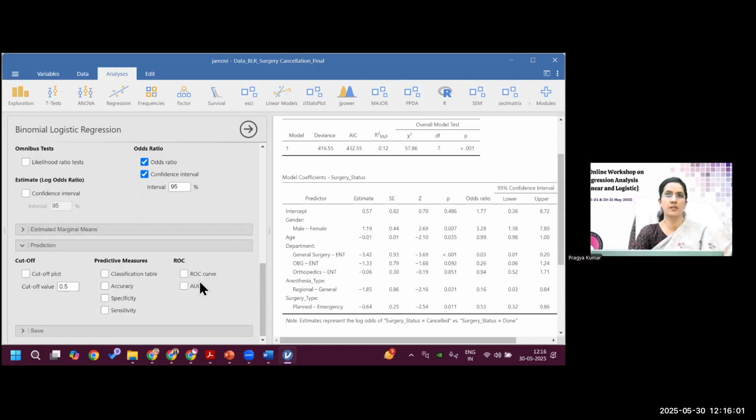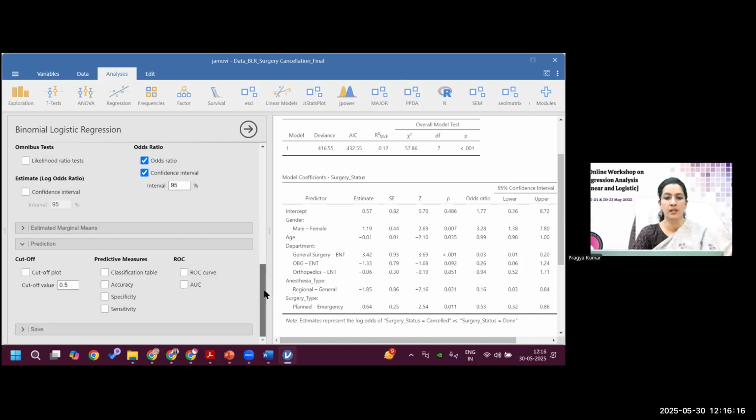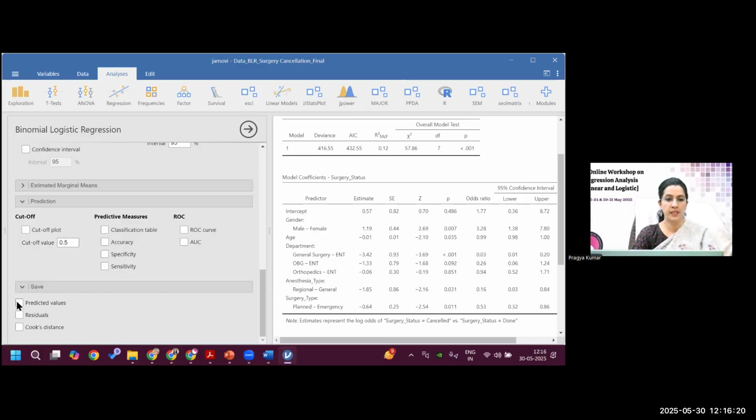Regarding this, the ROC concept is there on the cutoff, because the cutoff here is using that 0.5, which I have discussed. The probability cutoff it takes as 0.5, and it will show you the accuracy of your model. And then the next is your save option, where you can click on the predicted values and the Cook's distance. Cook's distance here is also important. If the Cook's distance is more than 1, you should not take that particular case in your analysis. Now we will see the interpretation one by one.